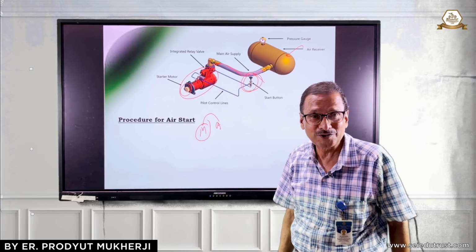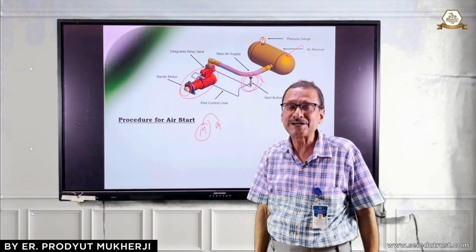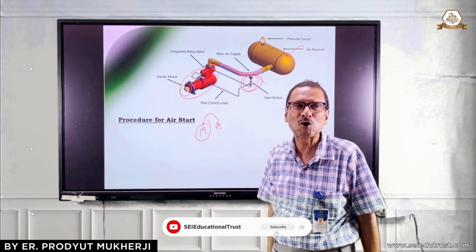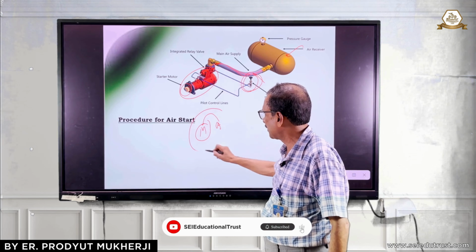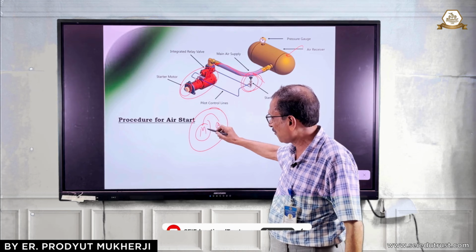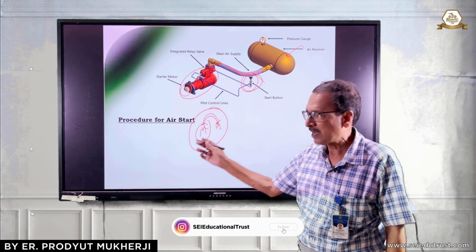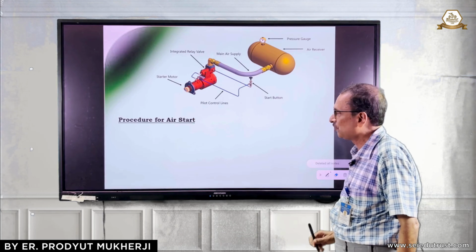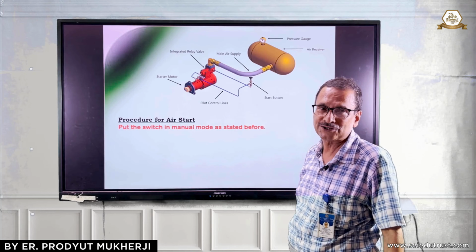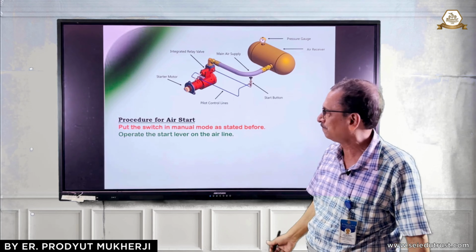Keep it running for 10 to 15 minutes. Push the red stop button and the engine stops. Do not forget to change over the selector switch from manual to auto, and you are good to go. You have just tested your generator air starting system.